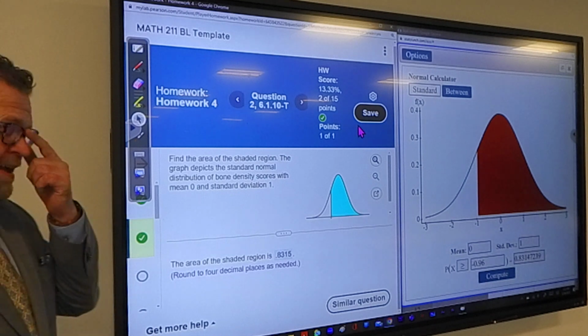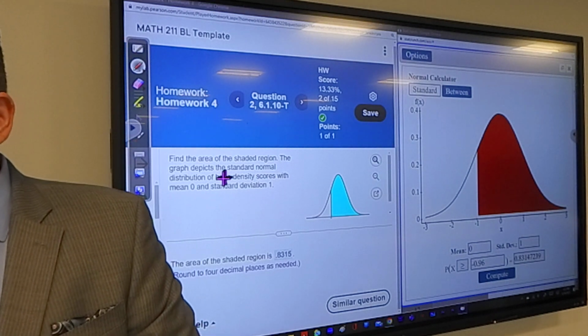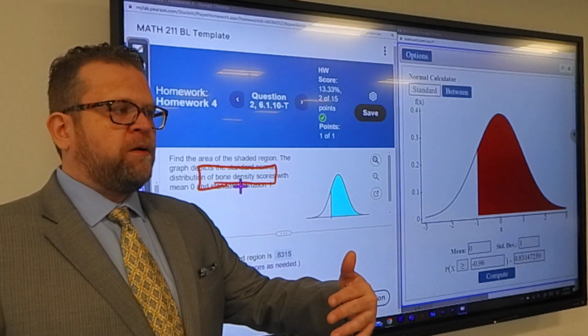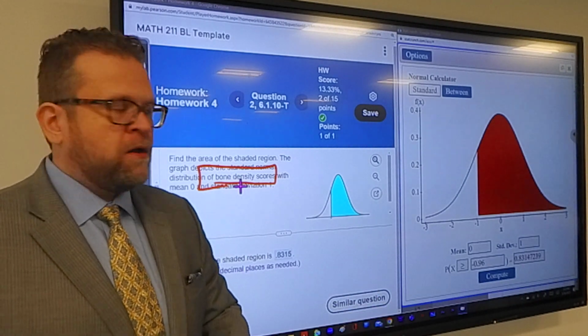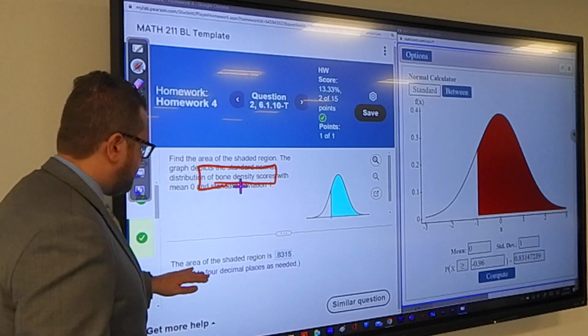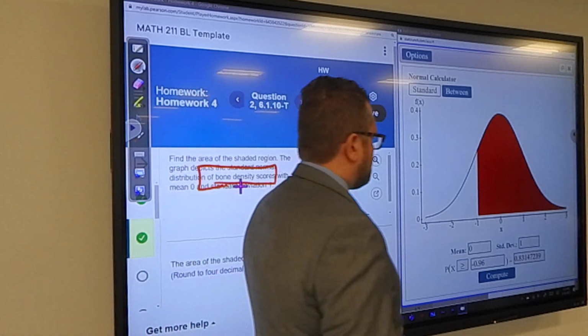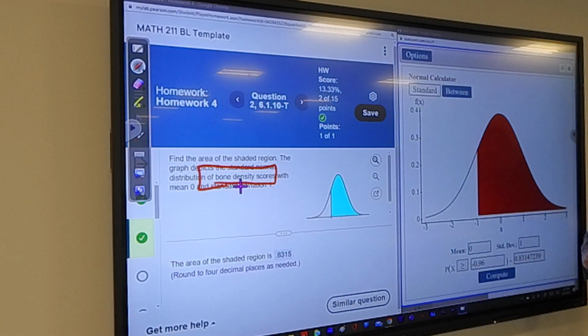Now, since this one had a backstory of being a bone density score, we need to be able to state what this number means besides just saying it's the area of the shaded region. And what you would say is that 83.15% of randomly selected patients have a bone density score bigger than or equal to minus 0.96. 83% of patients have a bone density score bigger than or equal to minus 0.96.